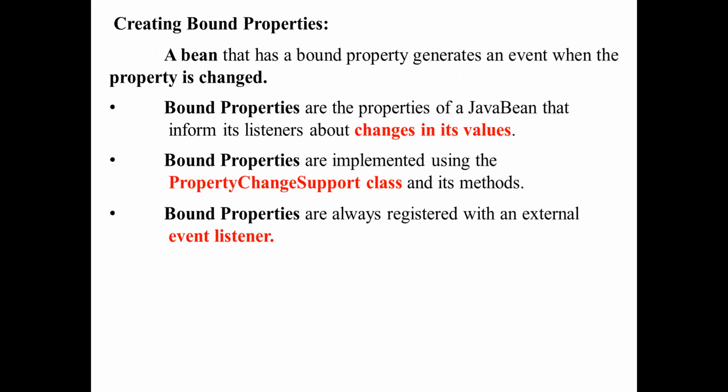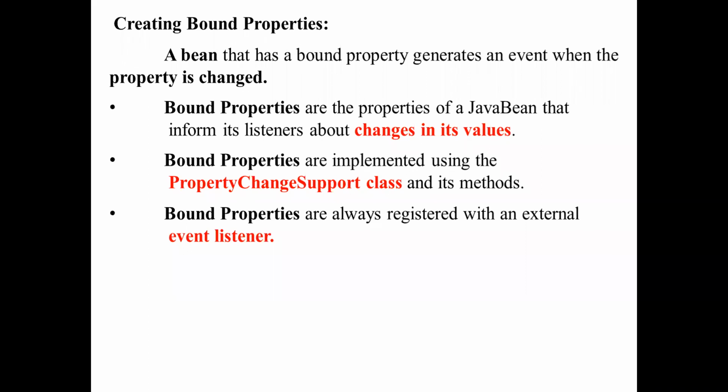And the second one is the PropertyChangeSupport class. The third one is the event listener. So these are the 3 things a bound property involves when the property is changed. The first one is that bound properties are the properties of the Java Bean that inform its listener. It informs its listener about the changes in its value. So this is the first one.